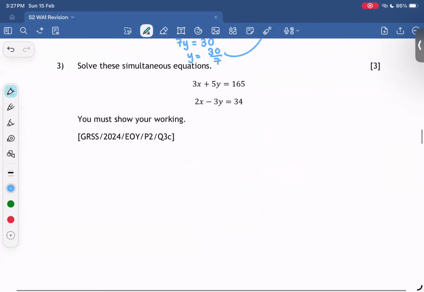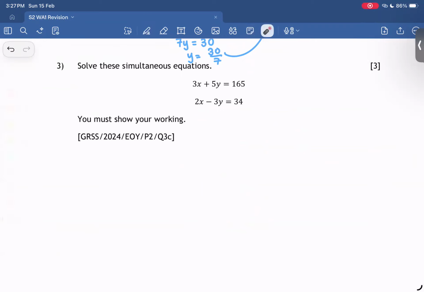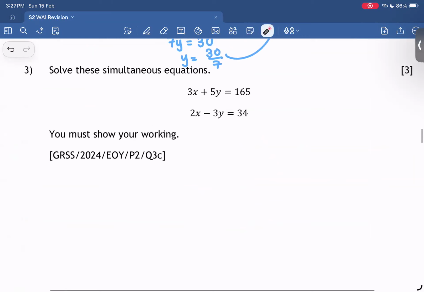So now we got question number 3 here. Let's try to do the elimination method. So over here, I got elimination method. 3x plus 5y equals to 165. 2x minus 3y equals to 34. So what we can do here, since we are talking about elimination method, means I can choose to make either the x or the y be the same.